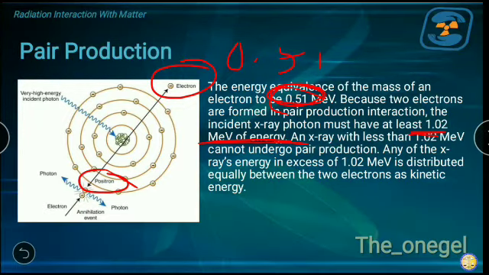How about, sir, if it is higher? So, any of the X-ray energy in excess of 1.02 is distributed. So, for example, if it is 1.04, then 0.52 will be the energy of the negative electron and the positive electron. It will be distributed equally between the two electrons as kinetic energy.